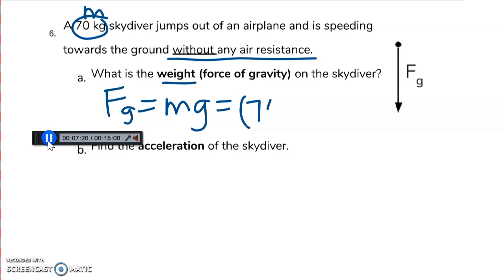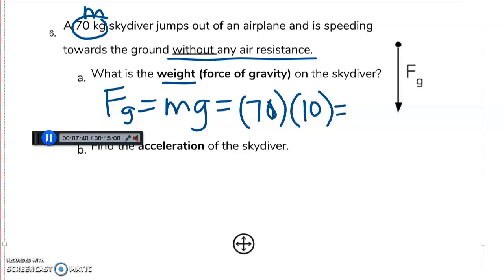To find out how much weight something has, how much the Earth is pulling on the object, or in this case a person, we take the mass and multiply it by the number 10, which represents the strength of gravity on Earth. For every 1 kilogram of mass, the Earth pulls 10 newtons. So for something that has 70 kilograms of mass, the Earth will pull with a force of 700 newtons.